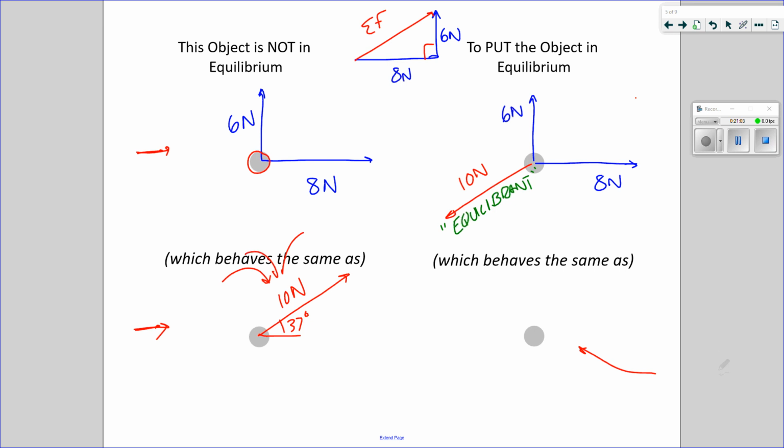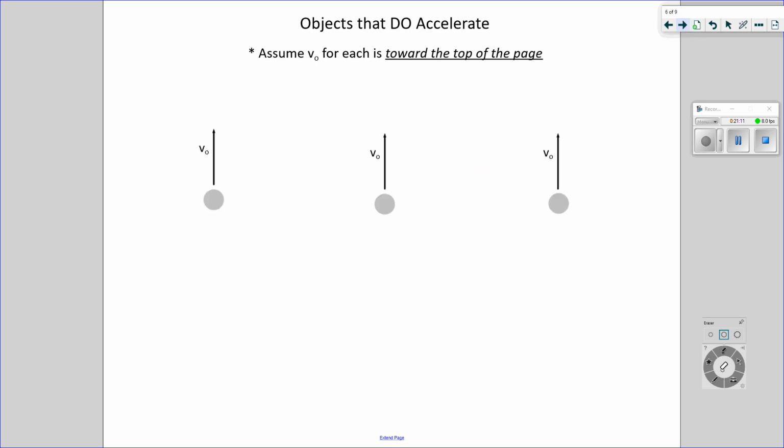Any one of those forces is the equilibrant of the other two. Okay. Now, let's talk about different effects of acceleration.